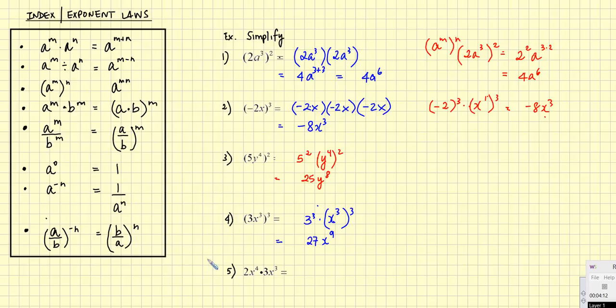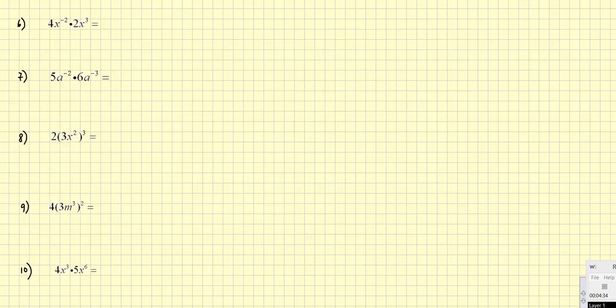Now, the next problem, we've got 2x to the 4th times 3x cubed, so I will multiply my numbers together, so 2 times 3 will give me 6, and x to the 4th times x cubed, because we've got the same bases, we're going to add our exponents together, so it will go to x to the power of 7. Okay, so that's a series of examples. Let's look at a few more.